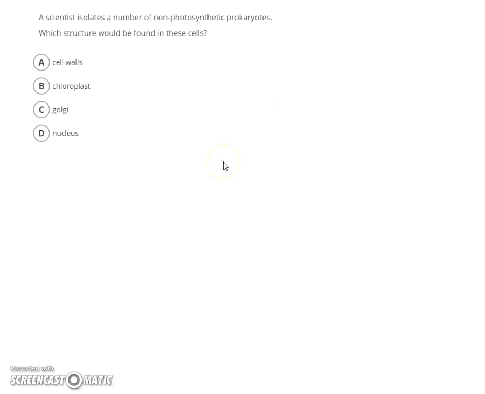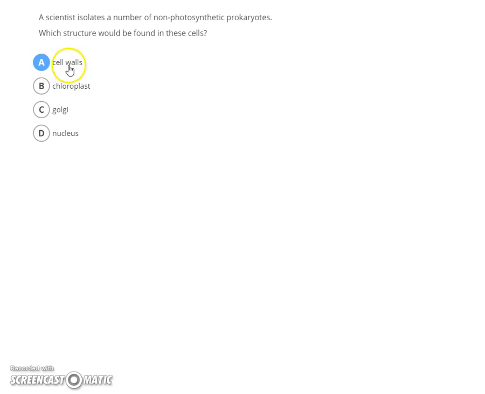A scientist isolates a number of non-photosynthetic prokaryotes. Which structure would be found in these cells? Again, if you've watched the prior videos, you know we've talked a lot about prokaryotes and eukaryotes already. The answer here is what would we find in a prokaryotic cell? We would find cell walls. Prokaryotes have cell walls. That's bacteria. They have cell walls.